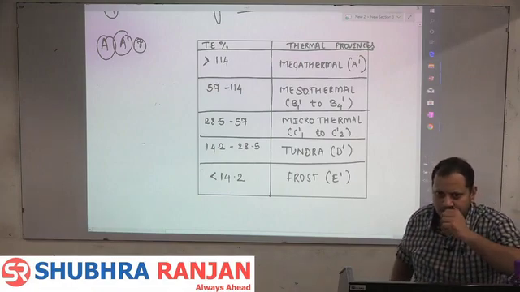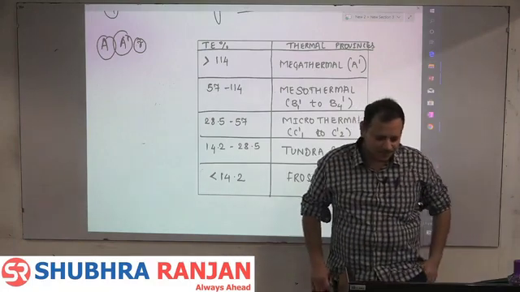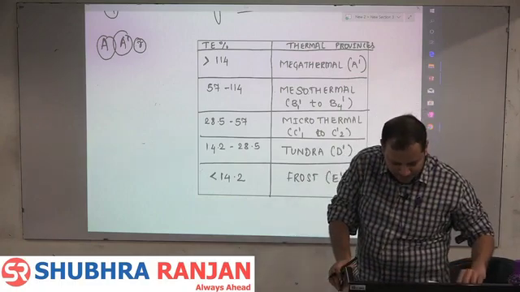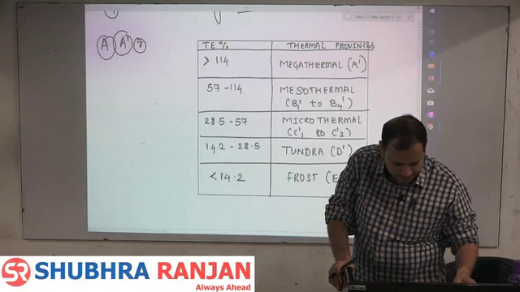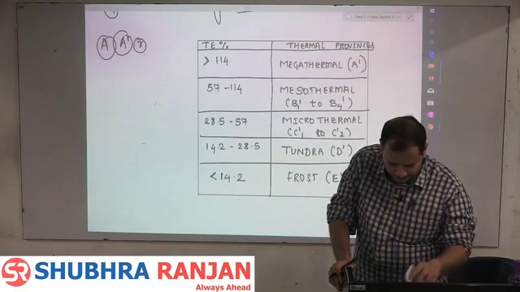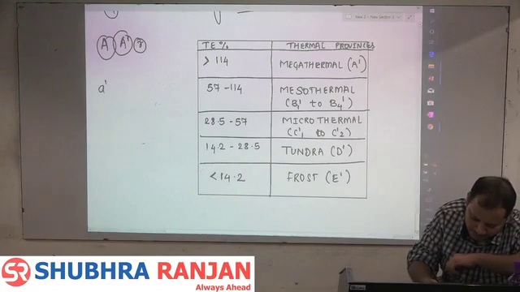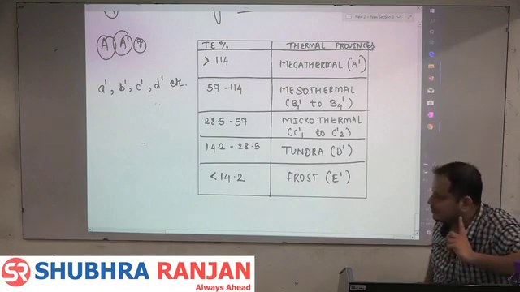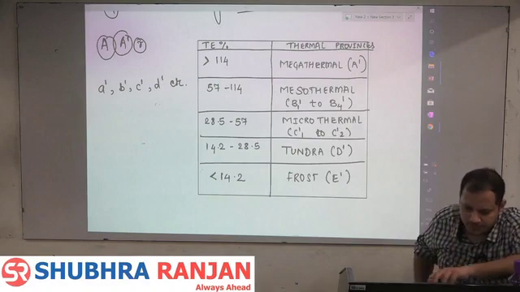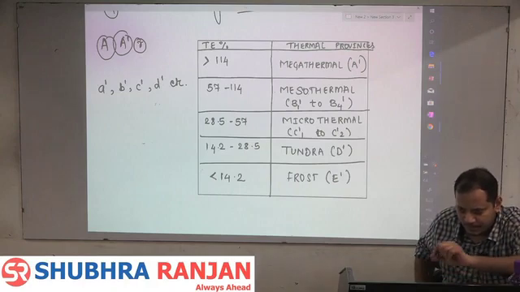Can I continue? They were further subdivided into 8 different provinces, by using small alphabets such as A dash, B dash, C dash, D dash, etc. Getting it? Next point.